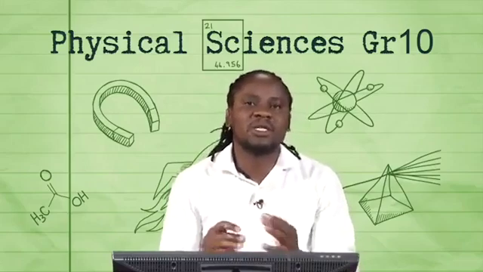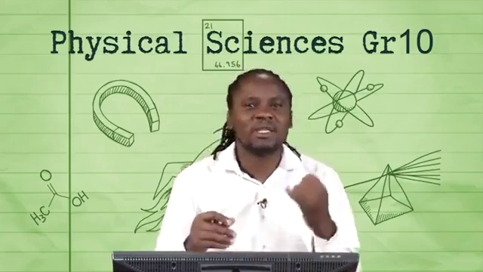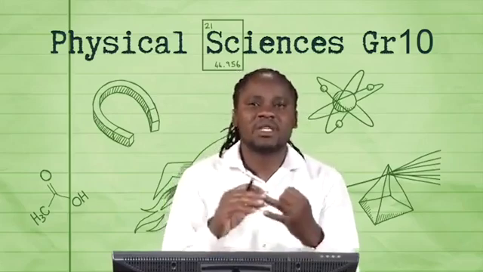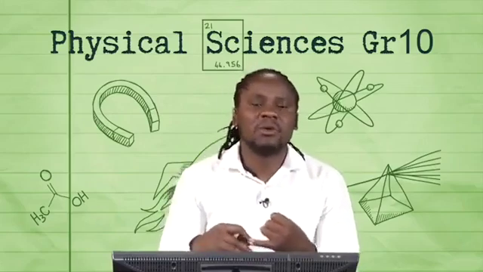So the three types of bonding that we've looked at begin with the covalent, which is divided into two: molecular, which forms molecular structures, and network structures.